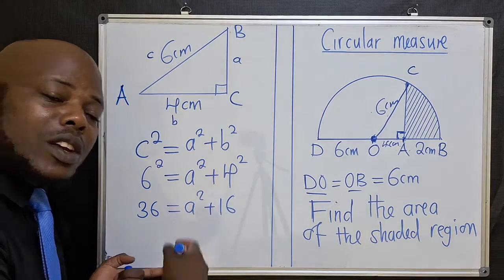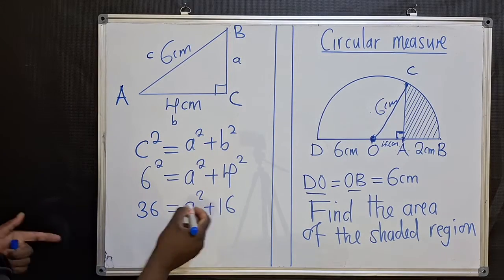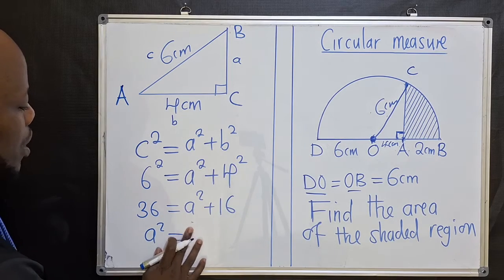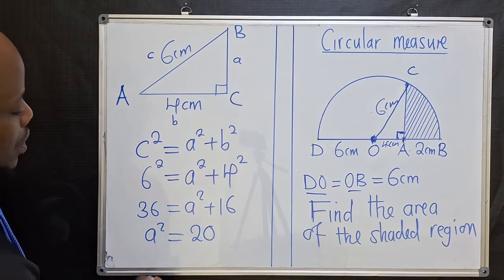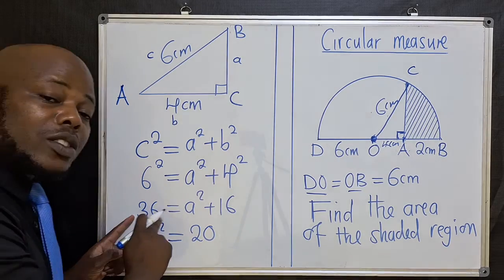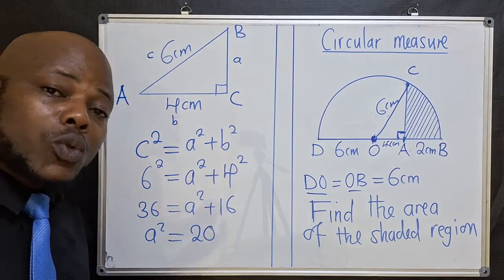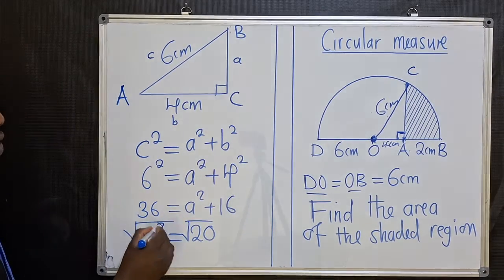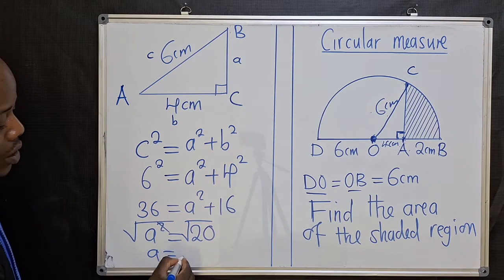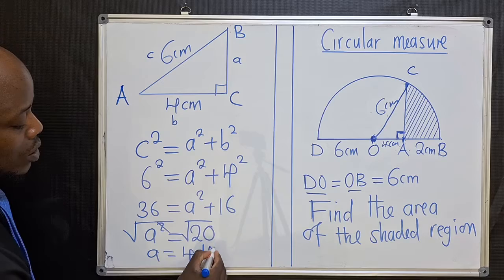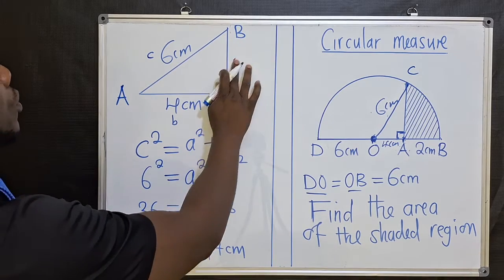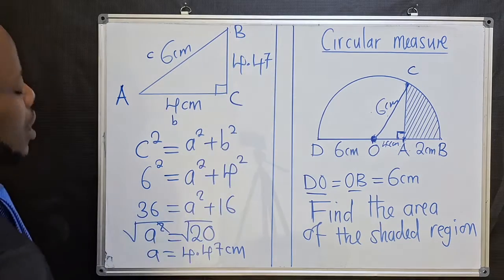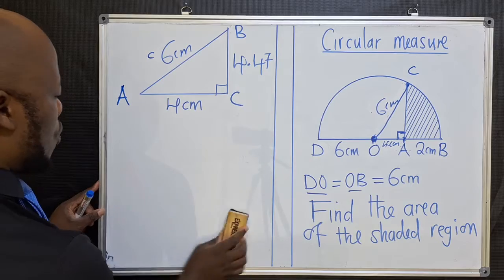Now grouping the like terms, I'm going to get a power 2 equal to 20. This will be 20, because if I say 36 minus 16, I get 20, of which I need to find the square root in order to get rid of this power 2. I have a equal to 4.47 centimeters. So I've just found this side, 4.47.